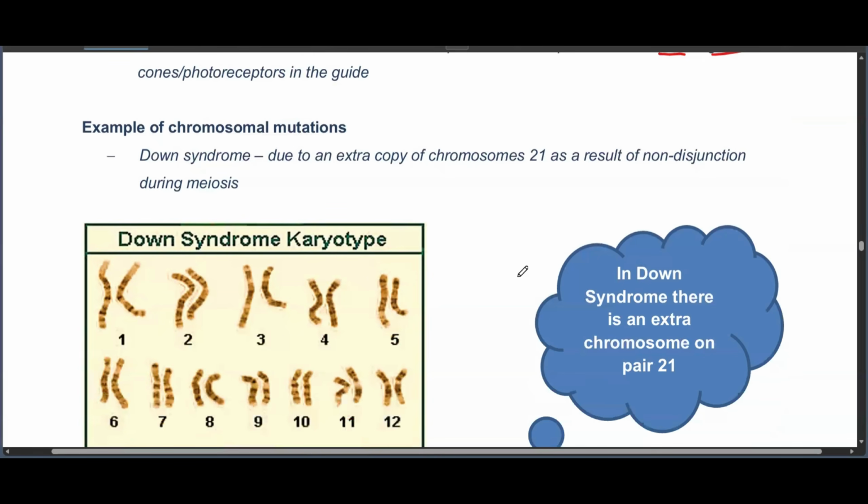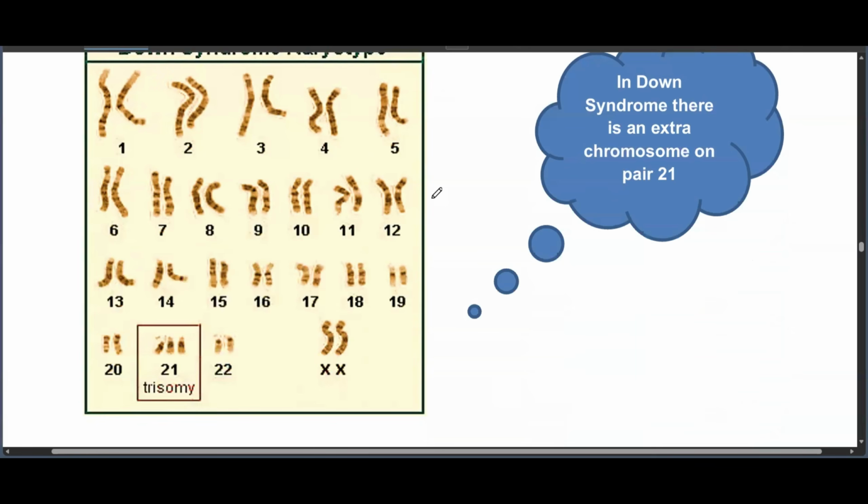Then we also have chromosomal mutations, the one that we did in term 1, which is Down syndrome. So with Down syndrome, you have an extra copy of chromosome 21 as a result of non-disjunction during meiosis. This is particularly during anaphase 1. Because remember, guys, that during anaphase 1 or anaphase 2, the chromosomes may fail to separate, such that you will end up having 3 chromosomes of number 21.